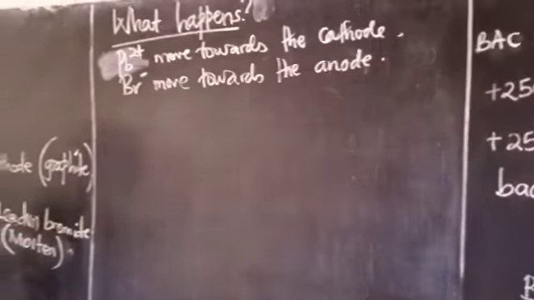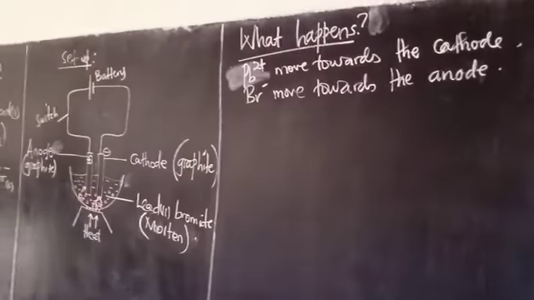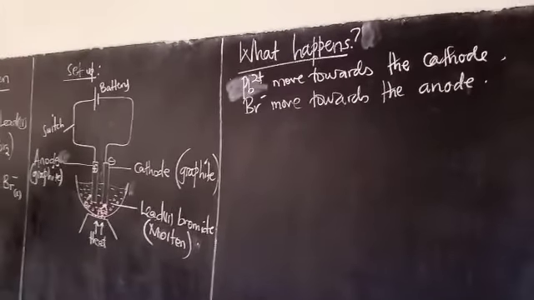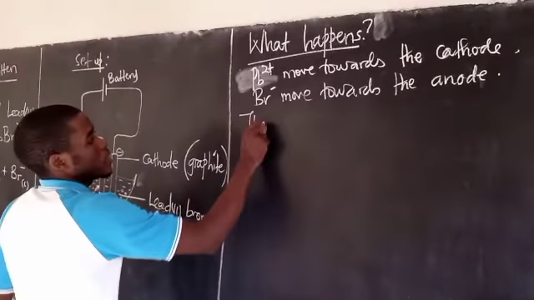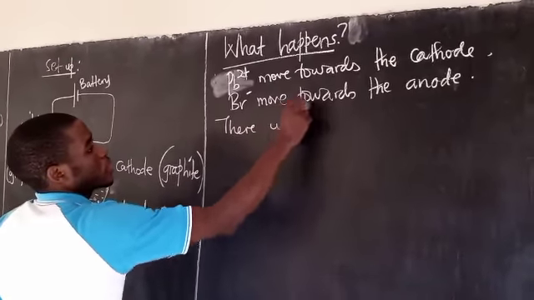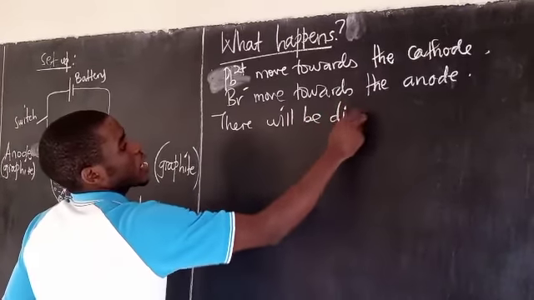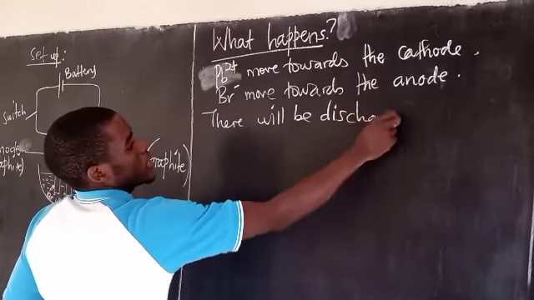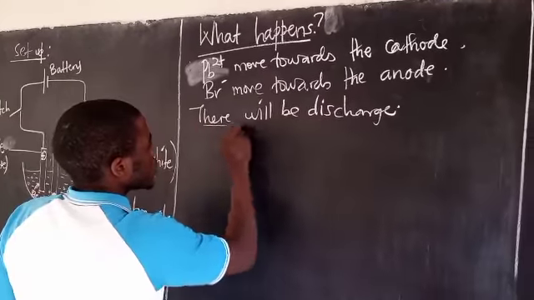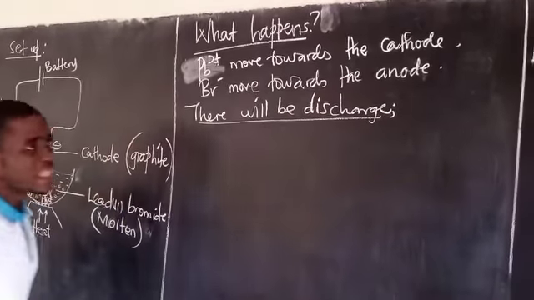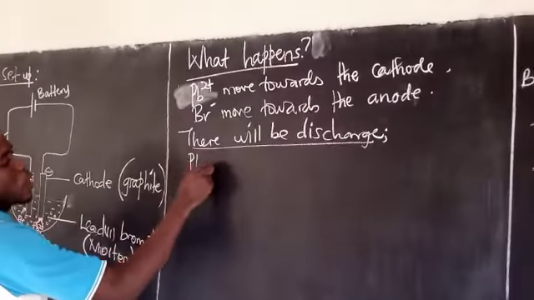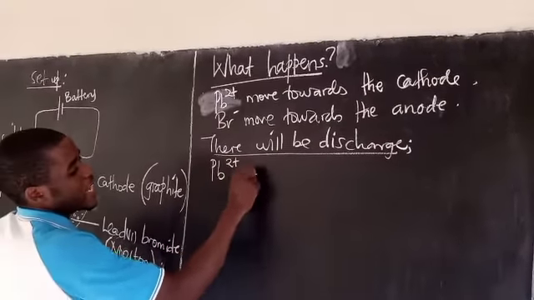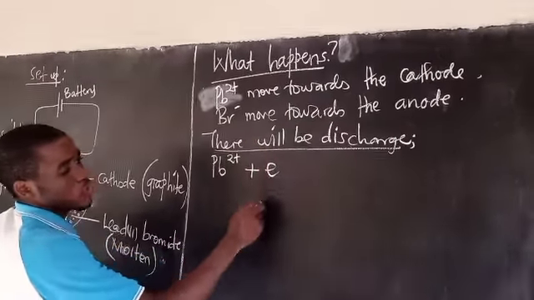When they reach there, what happens? Still from kinetic theory of electrolysis, there will be discharge. Discharge means loss of the charge. How will this discharge take place? Lead two ions will gain electrons to form lead.